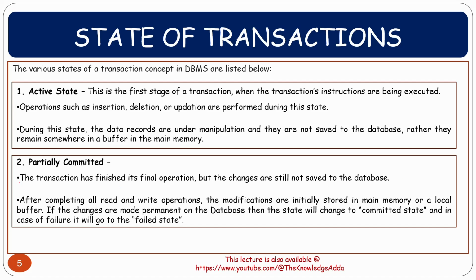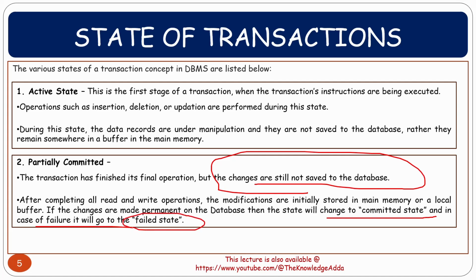Partially committed means the transaction has finished its final operation, but the changes are still not saved in the database. After completing all the read and write operations, the modifications are initially stored in the main memory or a local buffer. If the changes are made permanent on the database, then the state will be changed to committed state, and in case of the failure, it will go in failed state.